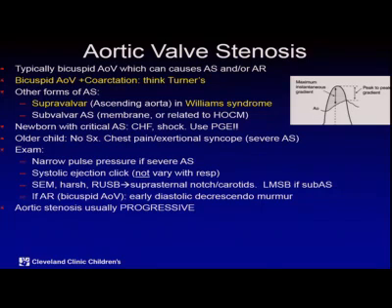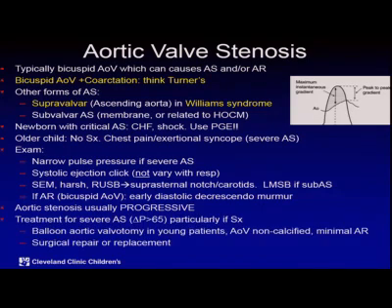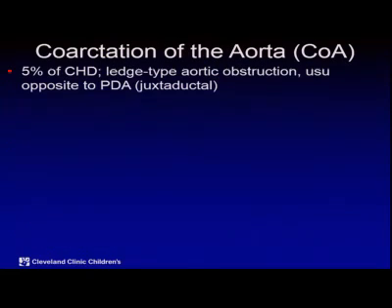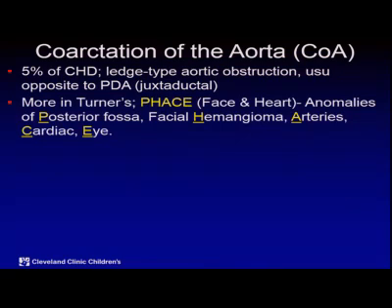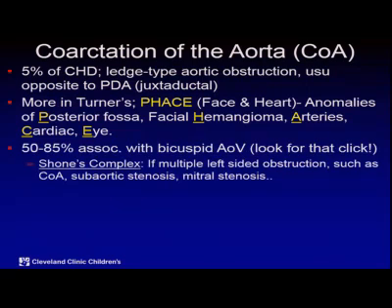Aortic stenosis is usually progressive, unlike its pulmonary counterpart. Treatment is also balloon valvotomy, or if the valve is not repairable, you do replacement. All right? Coarctation of the aorta. It makes up 5% of congenital heart disease, and it is a ledge type of aortic obstruction. Most of the time, it's opposite to the site of the patent ductus arteriosus insertion. You see it in Turner syndrome. Another syndrome that I did mention earlier is PHACE: anomalies of the posterior fossa, facial hemangioma, arterial, cardiac, and eye abnormalities.